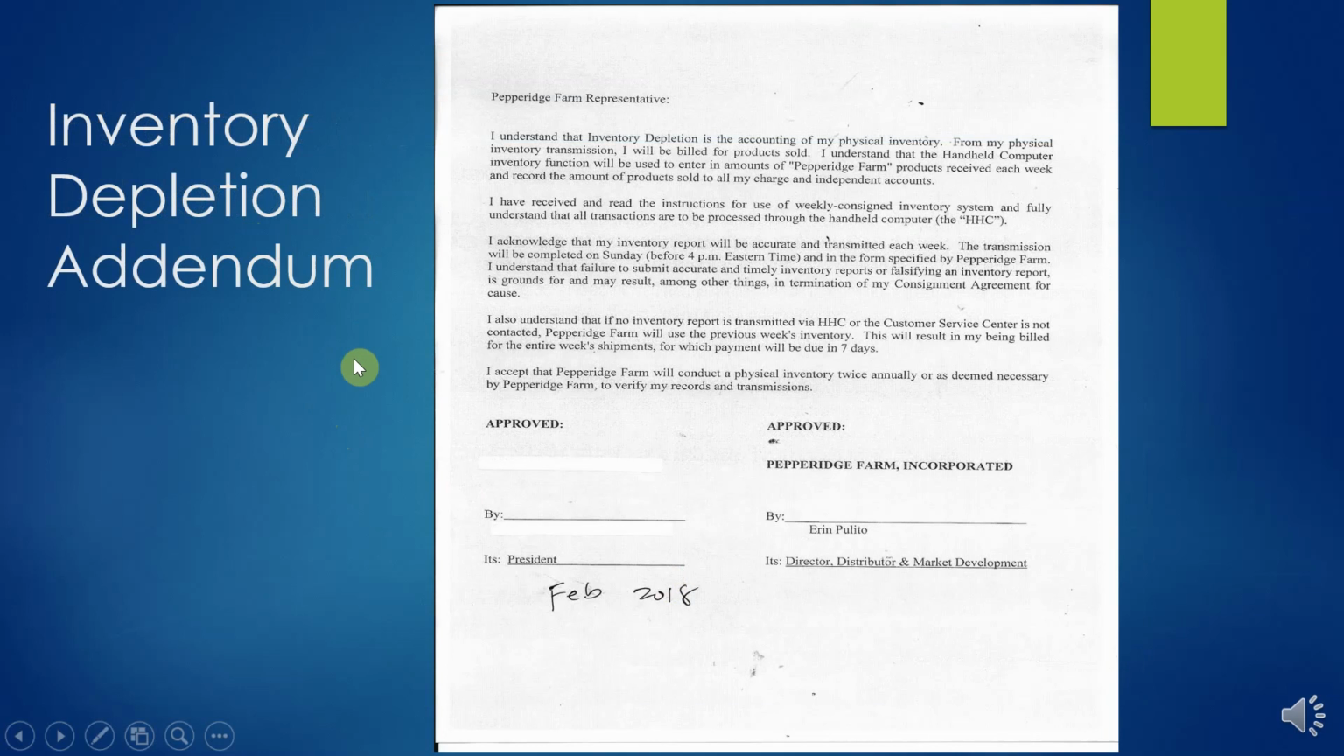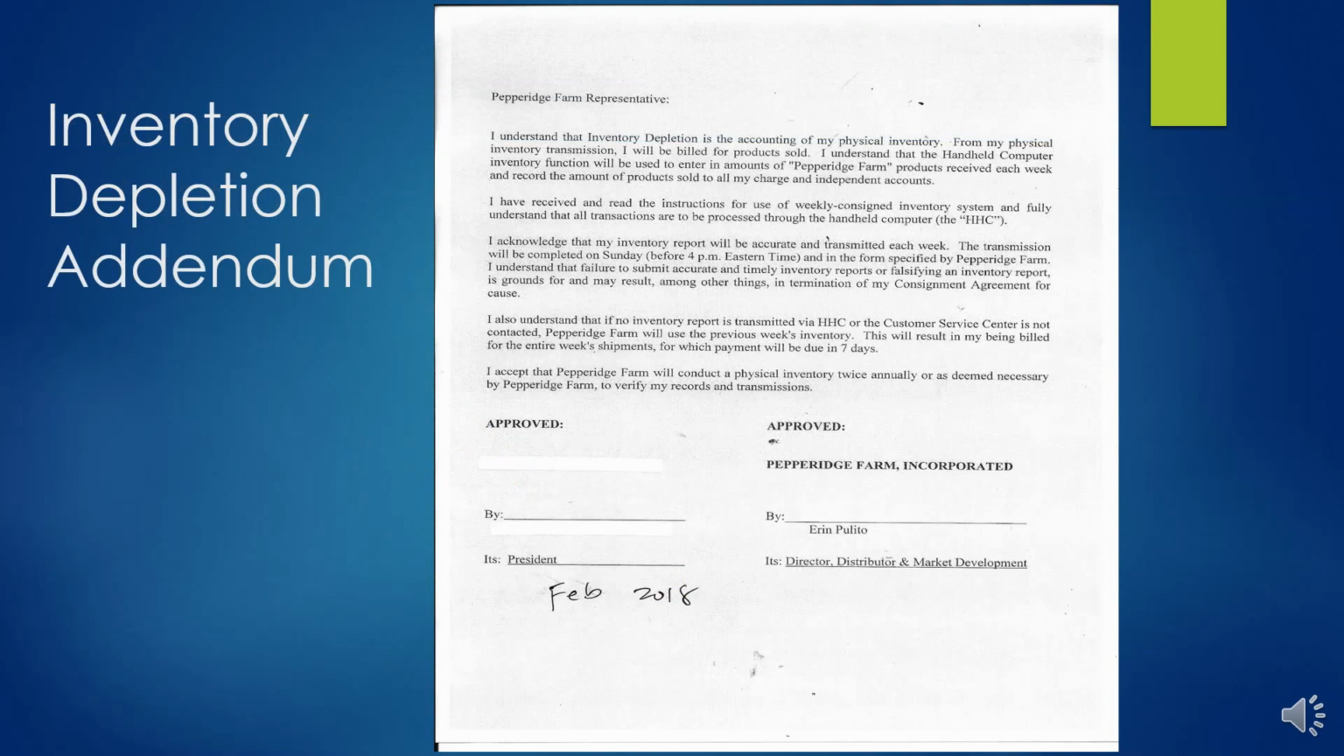Here is the third letter. This is called an inventory depletion addendum. Many years ago, before 2000, distributors who were at that time called distributor customers actually purchased their product from Pepperidge Farm on a weekly basis. It was not on the inventory depletion system.